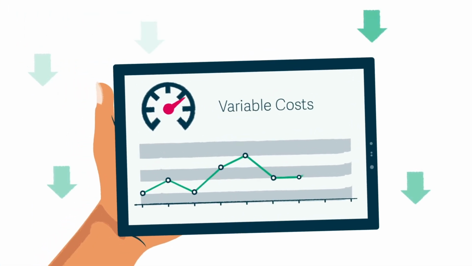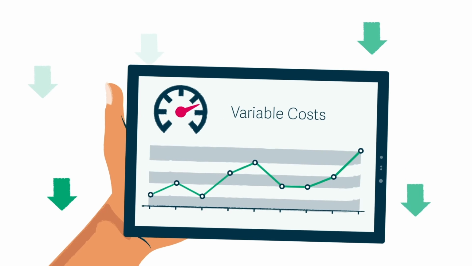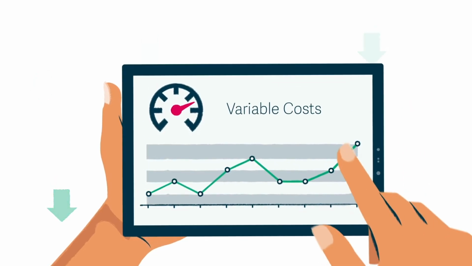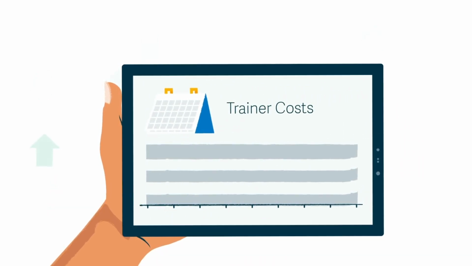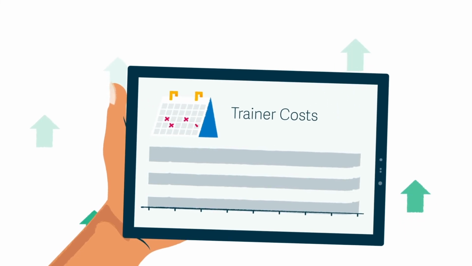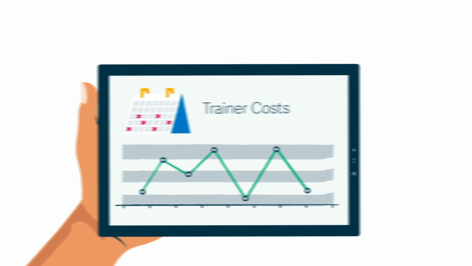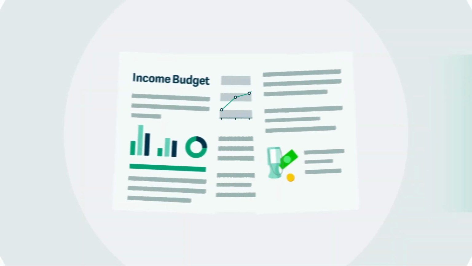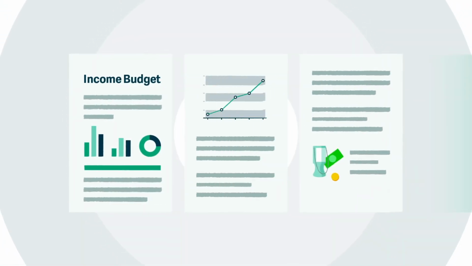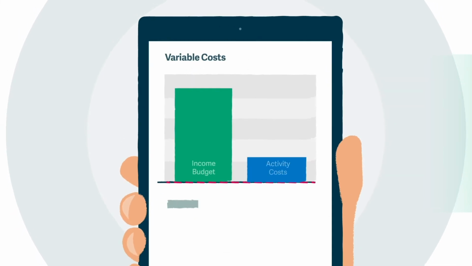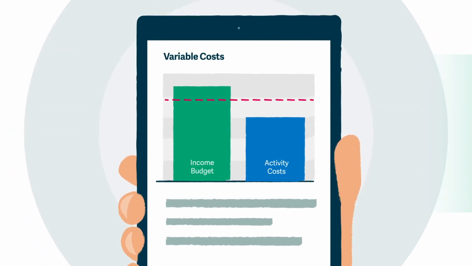Variable costs will change based on the level of activity in the organisation. For example, if you're providing training services using freelancers, an increase in the number of sessions provided will mean trainer costs go up. Variable costs are best estimated by looking at your income budget and determining the costs of the activities needed to deliver that outcome.